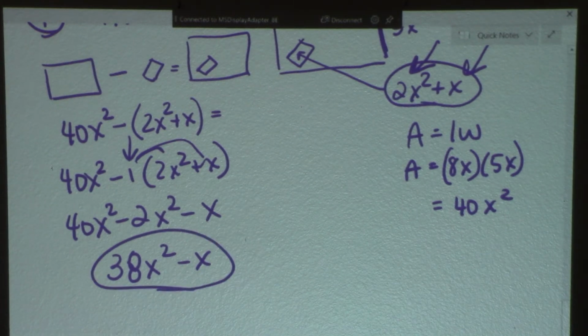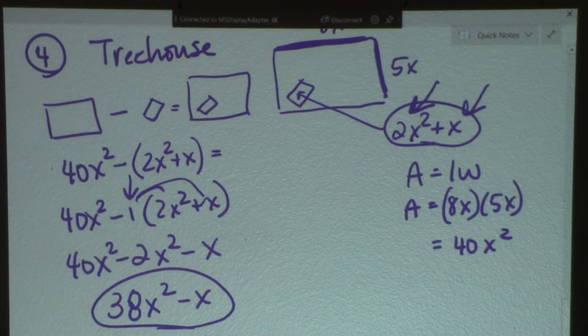So there's your answer. That is the polynomial that expresses the area of the treehouse floor with the hole in it.